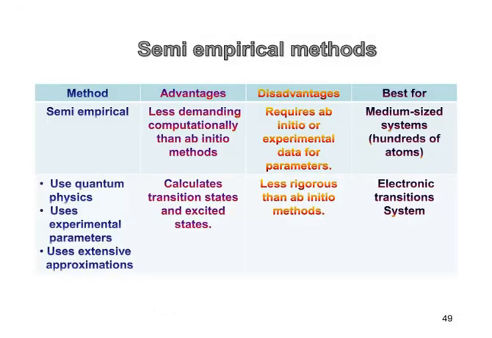So semi-empirical methods: the semi-empirical method is less demanding computationally than the ab initio method, requires ab initio or experimental data for parameters, and handles medium-sized systems, 100s of atoms.